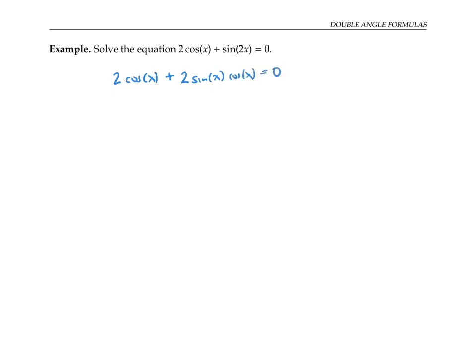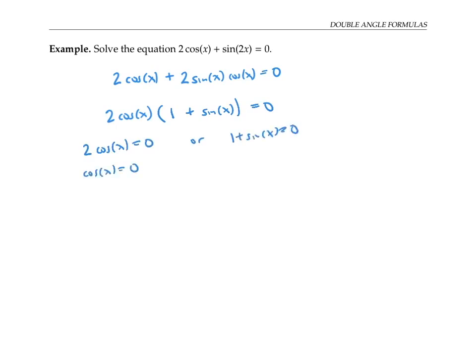At this point, I see a way to factor my equation. I can factor out 2 cosine x from both of these two terms. That gives me 2 cosine x times the quantity 1 plus sine x, and the product there is equal to 0. That means that either 2 cosine x is equal to 0, or 1 plus sine x is equal to 0. That simplifies to cosine x equals 0, or sine x is negative 1.